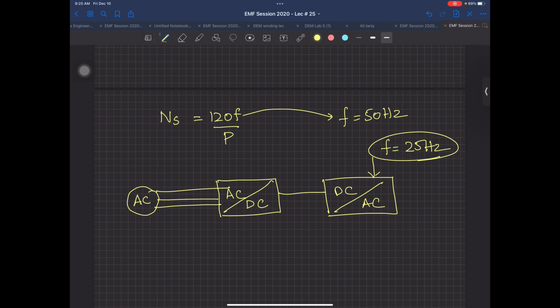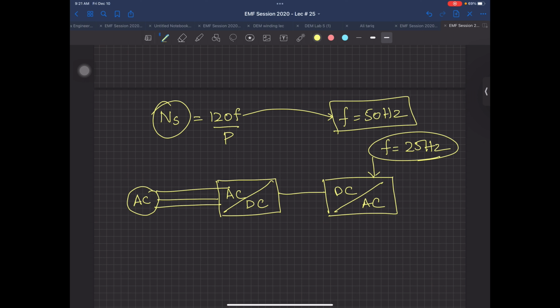Now the question here comes: when you are changing the frequency, yes, your NS will change, and when NS changes, NR will change. But will it have an effect on the torque of your machine? Anyone? Answer this.